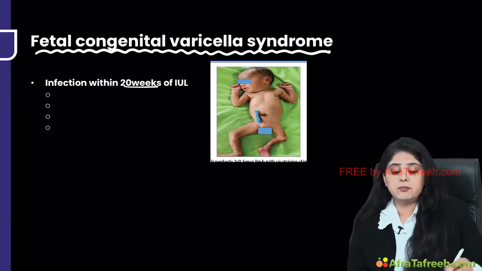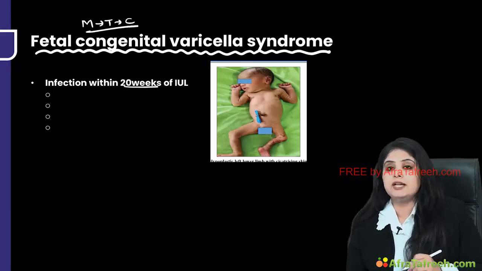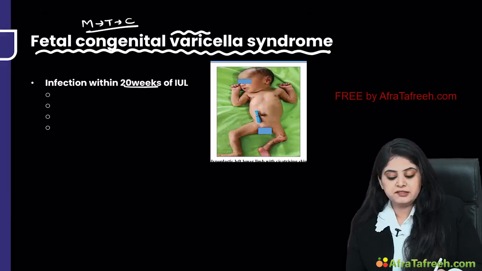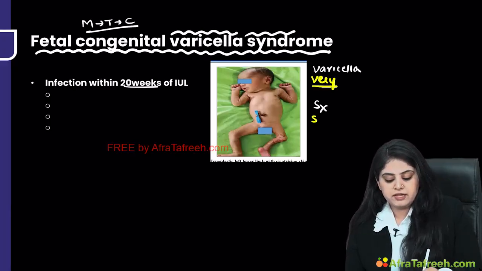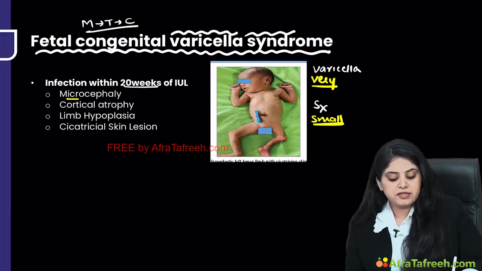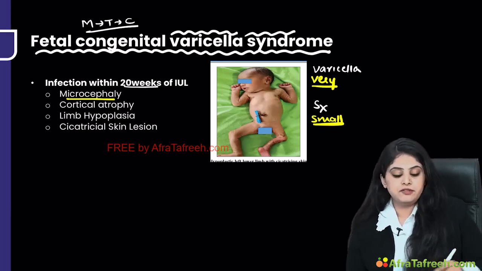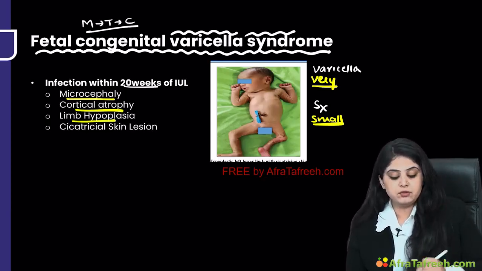So what happens when the child gets affected, mother to child? Everything is going to become very small. Remember, that is how we will learn varicella syndrome: everything is going to become very, very small. Now start reading. What is the size of the skull? Microcephaly. What happens to the brain? Atrophy, cortical atrophy. What happens to the limbs?